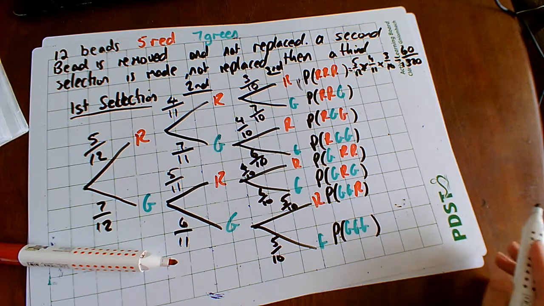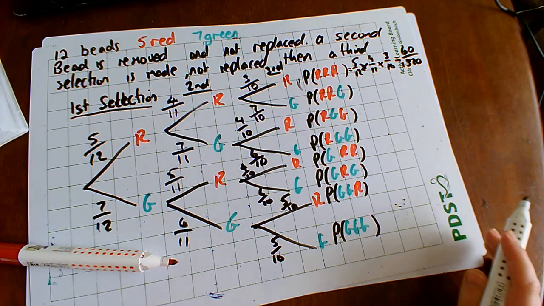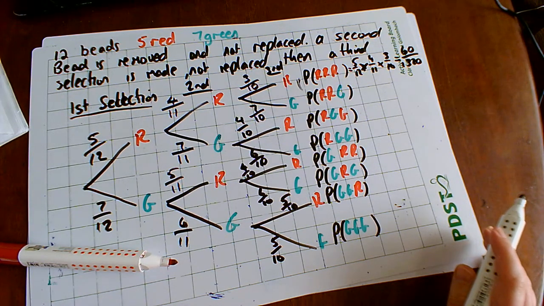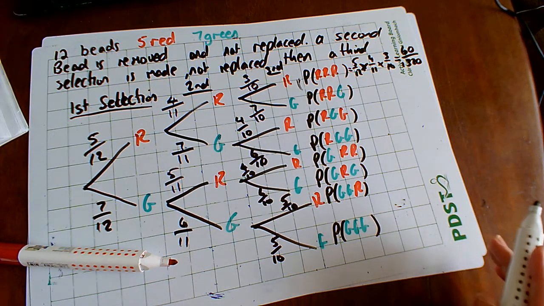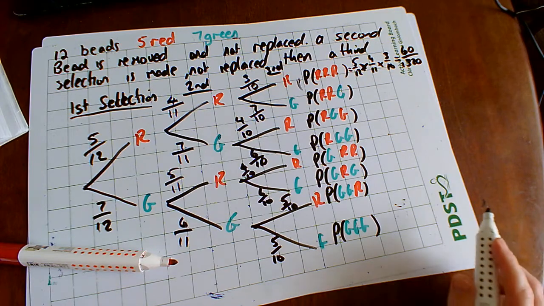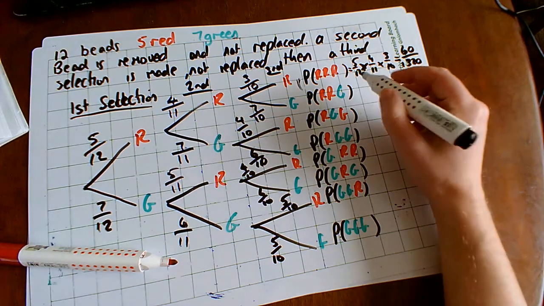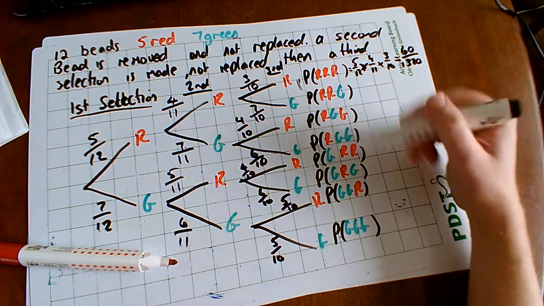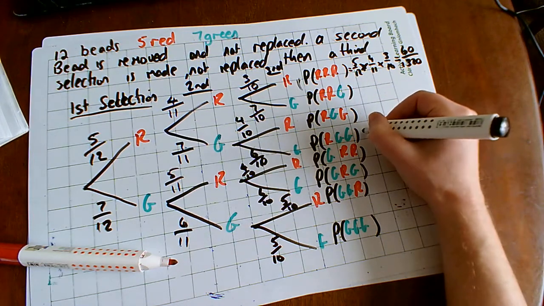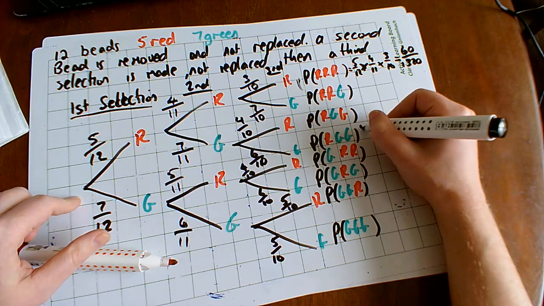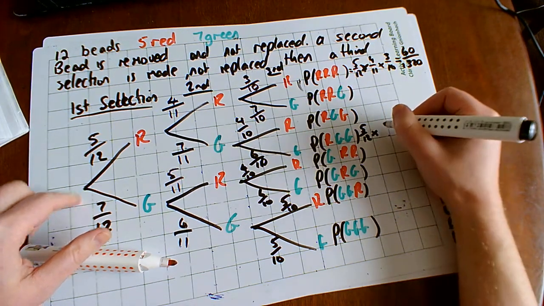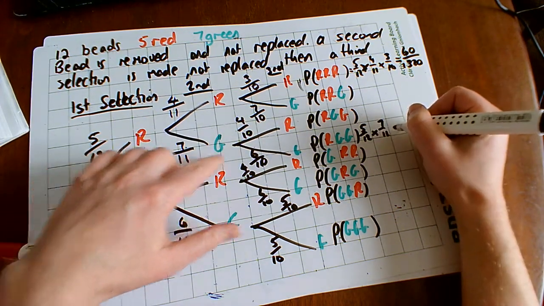Now, what they ask, draw a T-diagram to outline the situation. Find the probability of exactly 2 green beads. So exactly 2 green beads. I'm only going to fill out the ones that have 2 green beads. You could do it for all of them depending on the questions you're asked, but the 2 that have the green beads. So this one is probability, it's 5 over 12 times 7 over 11 times 6 over 10.